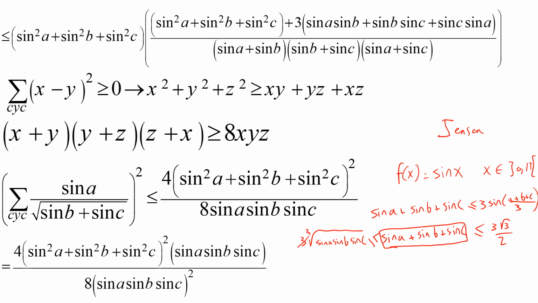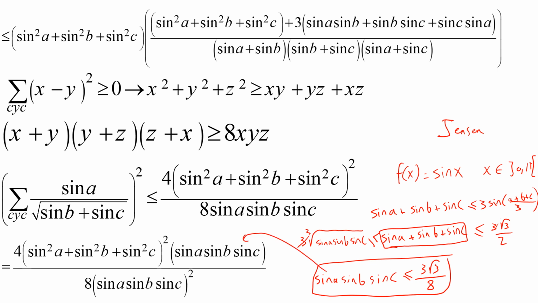3 will be cancelled with 3, and by making cubic for both sides, sine A, sine B, sine C will be less than or equal to root 3 power 3. It is the same, 3 root 3 over 8. So I will just substitute this one here. Okay, let's continue our slide presentation.